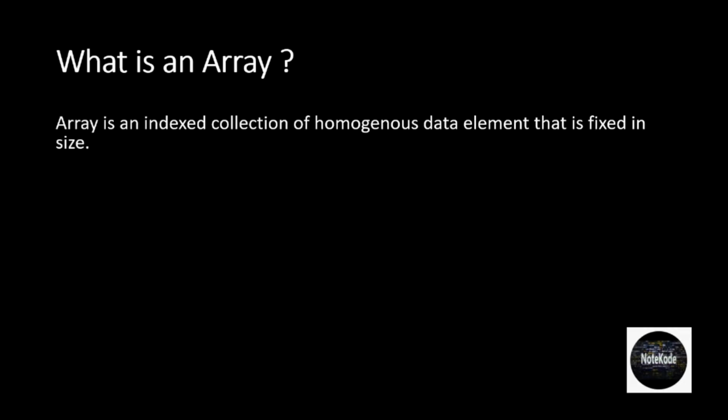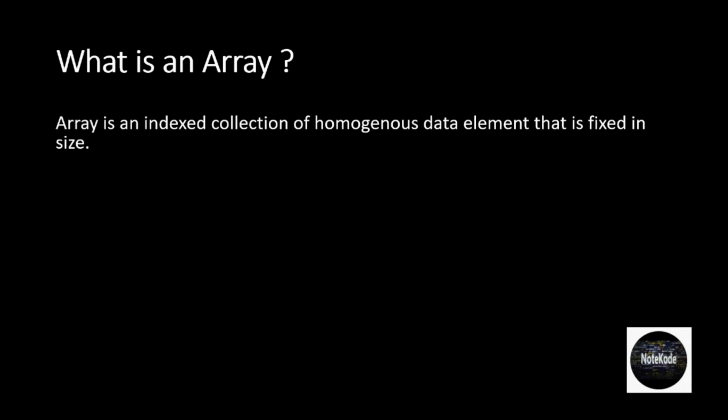Homogeneous data means similar type of data. Like if we are storing integer data, we can only take integer values. We cannot take any character value. And if we are storing character data, then we can take only character values, not any integer value. It means data should be homogeneous. Fixed in size: if the array is created, its size cannot be changed.